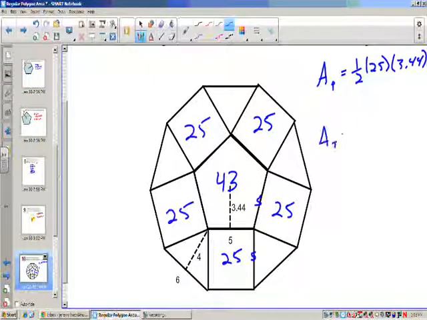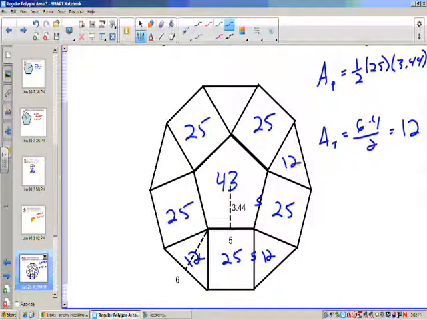Now the area of a triangle is going to be base times height divided by 2. So that's 24 divided by 2, which is 12. So now we have 12, 12, 12, 12, and 12. So in order to find the whole composite area of this, all added together, we have to add all the 12s and 25s and 43s.